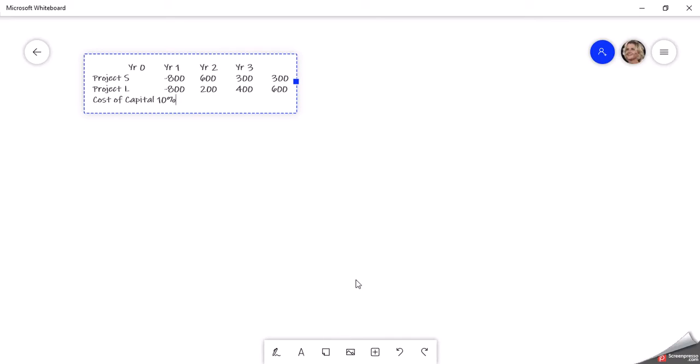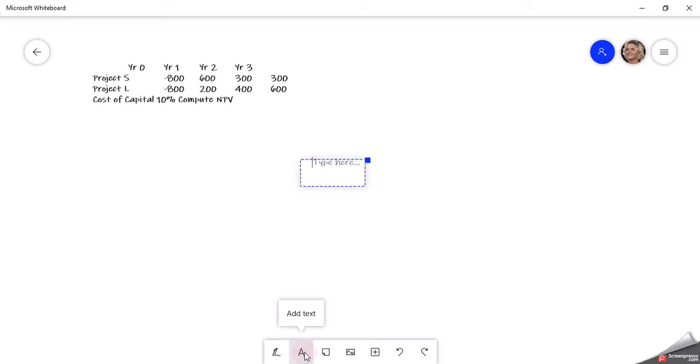Okay. So then, and then again, I'll put it on here just so we remember. Compute the net present value. So when we do this, I'm going to use our cash flow function. And then for project S, my cash flow for year 0 is going to be 800. You got to push the plus or minus button to make it negative, and then push enter.